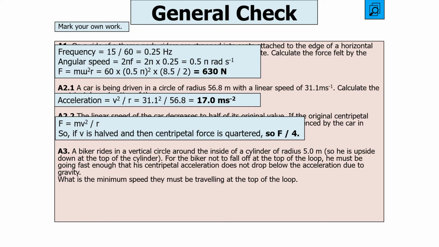We know F equals mv squared over r. So therefore, if m and r are kept constant and v is halved, well, it's v squared. So therefore, the value of the centripetal force is quartered, so it's F over 4.